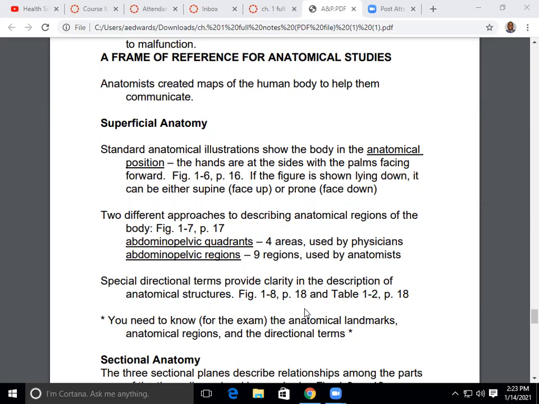All right. So there are also directional terms for the body. And we're going to do that in lab. So we're not going to cover that here today, but know that we are going to do that. But you will need to know for the lecture exam anatomical landmarks, so structures on the body. You will need to know anatomical regions or parts, regions of the body. And you'll need to know directional terms. You're going to learn that in lab.